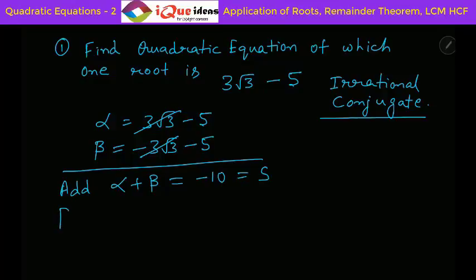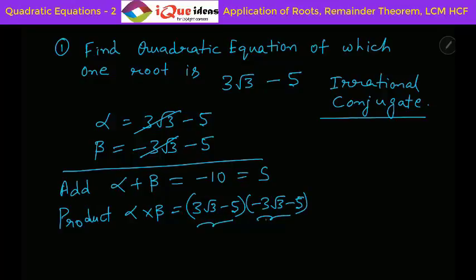Similarly, if you multiply, you will get the product. Now the product of alpha into beta will be equal to, write it properly, 3 root 3 minus 5 into minus 3 root 3 minus 5. Let's do one thing. Take minus common from this and as well as this. So two minuses come out and it will become positive. So we get 5 minus 3 root 3 and the other side will become 5 plus 3 root 3. So if you multiply, it becomes 5 square minus 3 root 3 square.